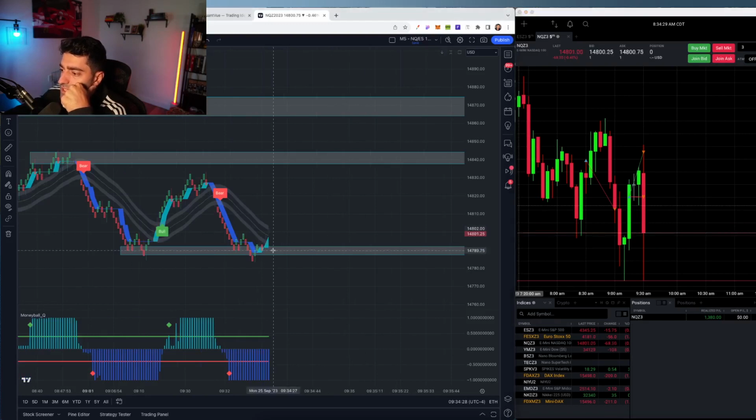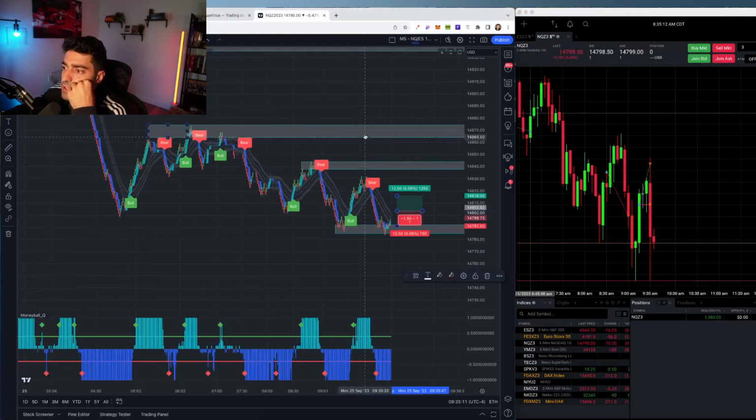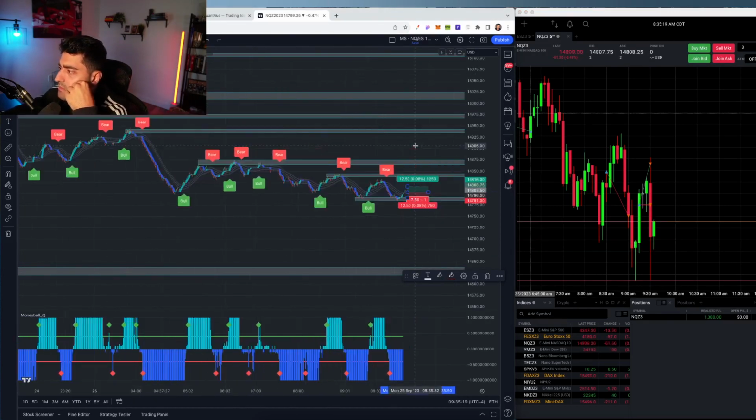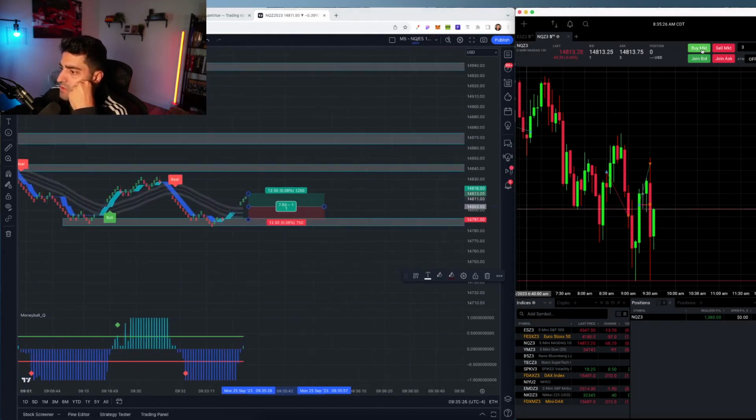Got a nice bounce off this level, so we'll see. Dangerous taking things to the upside. I mean, you could just see we are in this consistent downtrend from last week. Last week's big sell-off, but there might be some potential moves here on these little reversals.